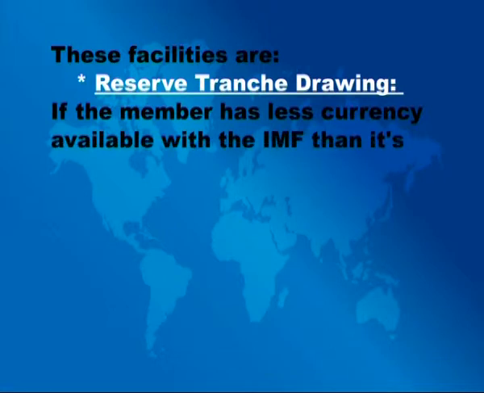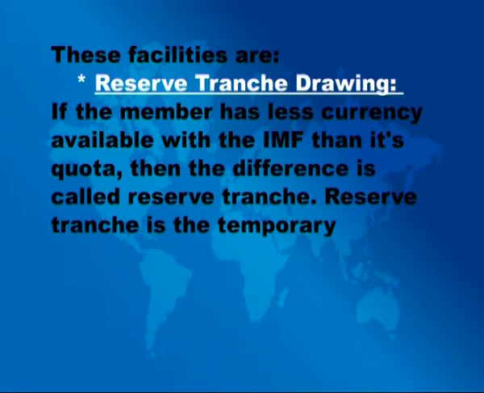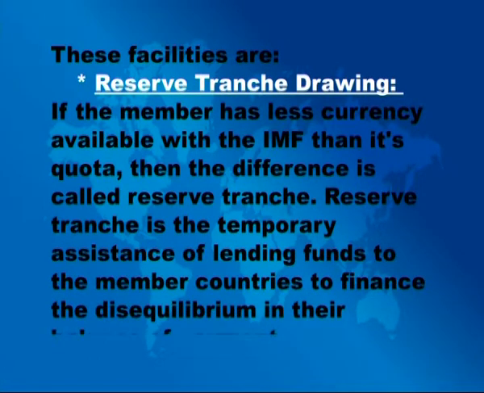If the member has less currency available with the IMF than its quota, then the difference is called a reserve tranche. Reserve tranche is a temporary assistance of lending funds to the member countries to finance the disequilibrium in their balance of payments. It refers to the member's right to draw up to 25% on its reserves upon representation to the IMF. Also, there are no charges for purchases in the reserve tranche.